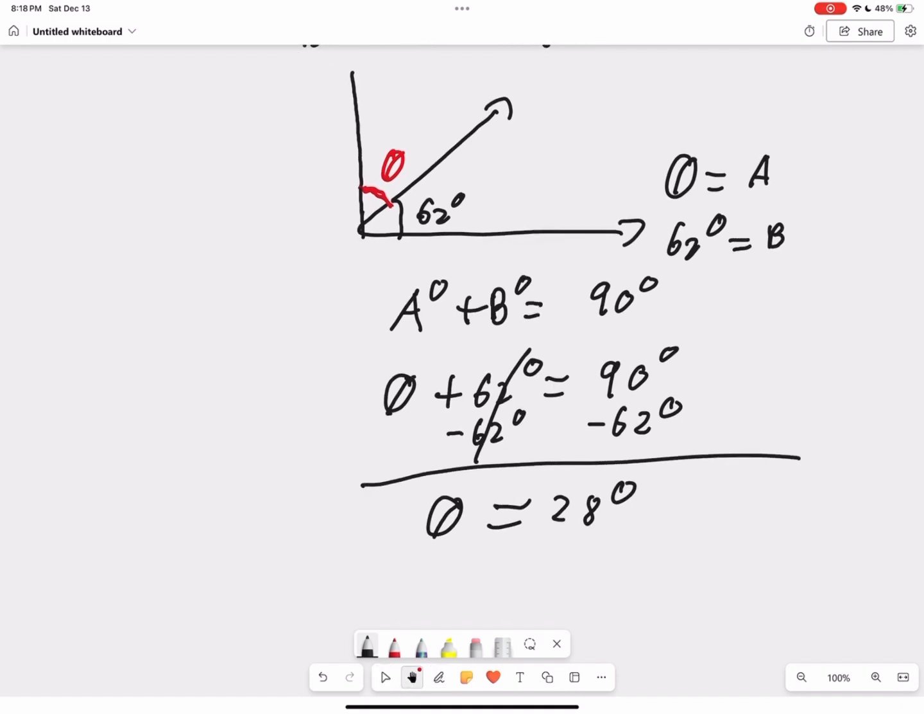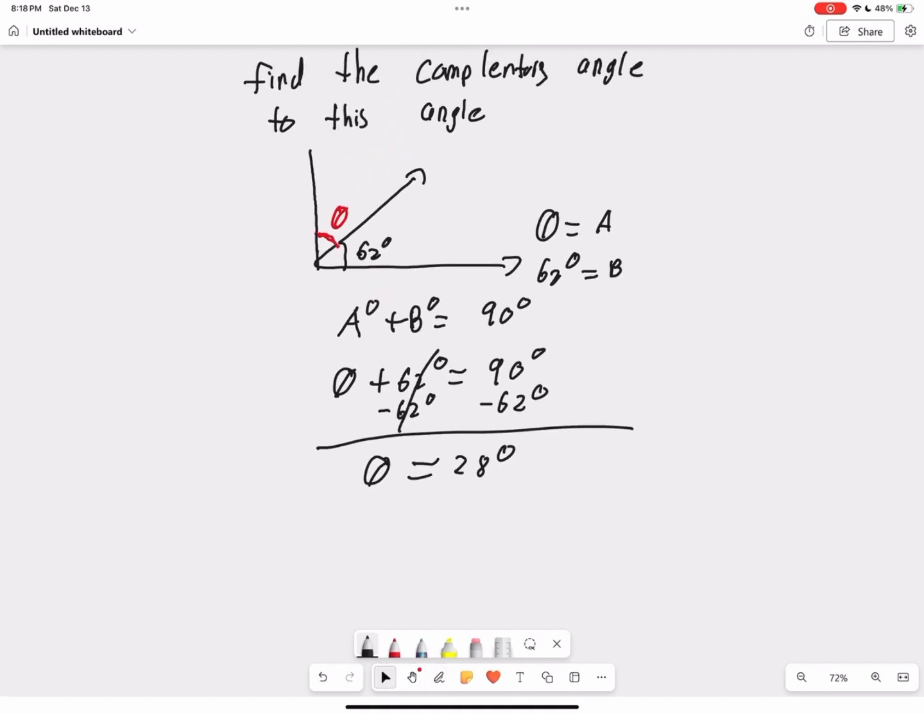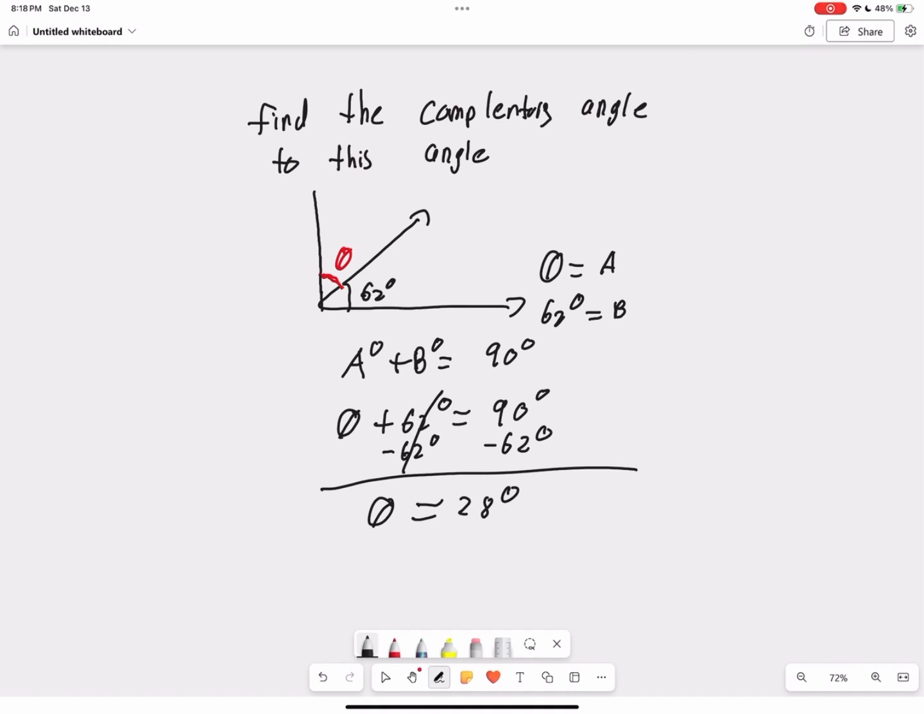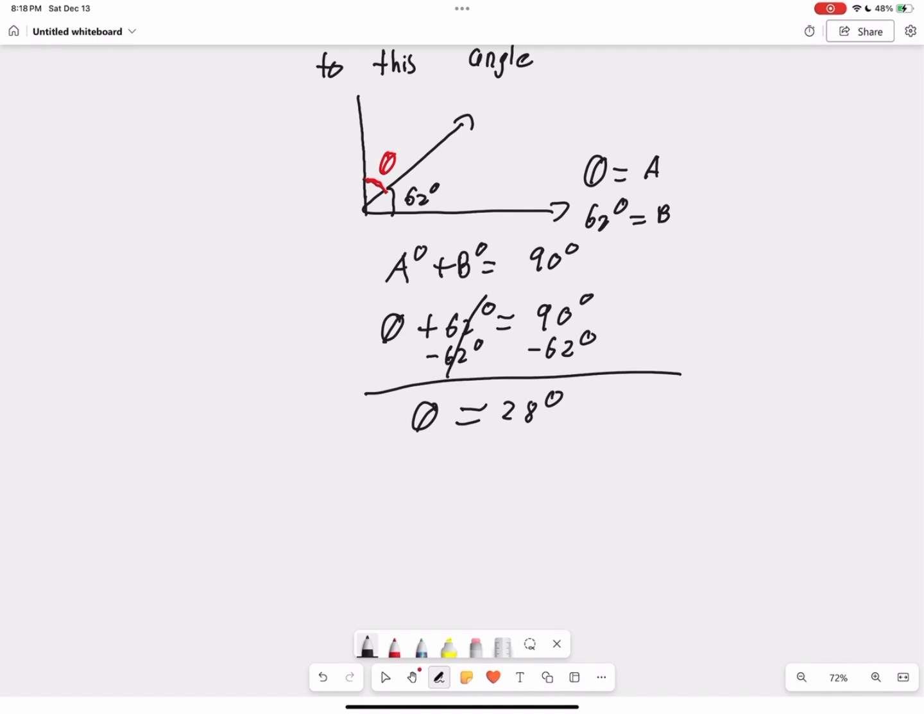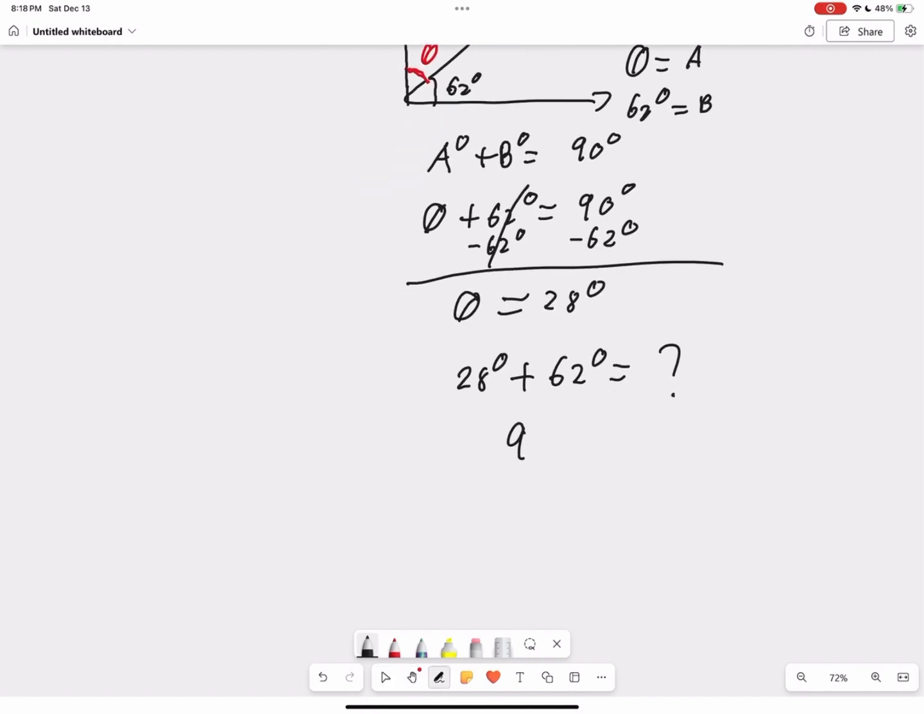Now, is this right? Well, we can check. According to this formula, if we plug the theta we just found back into the formula, we should get 90 degrees. So 28 degrees plus 62 degrees, which is given. What is it equal? 62 plus 28 is 90. So 90 degrees equals 90 degrees, because the left side has to equal the right side of the equation.